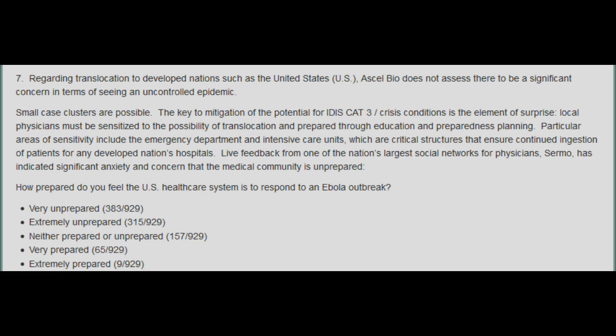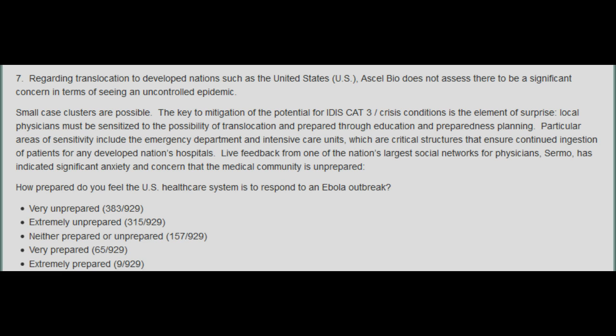Particular areas of sensitivity include the emergency department and ICU, which are critical structures that ensure continued ingestion of patients for any developed nation's hospitals. So what we're seeing is when the patients come in, the emergency room and the ICU are being shut down. And that's obviously not helpful for everyone else that needs that service.